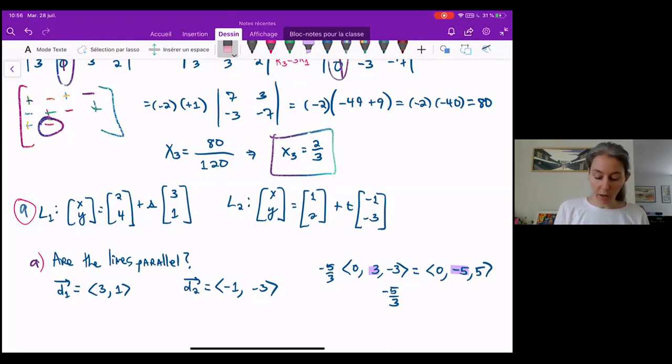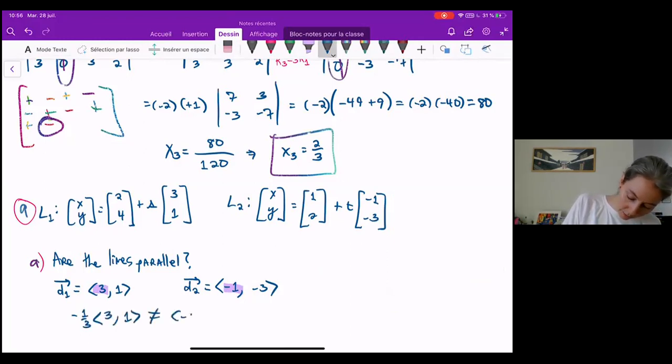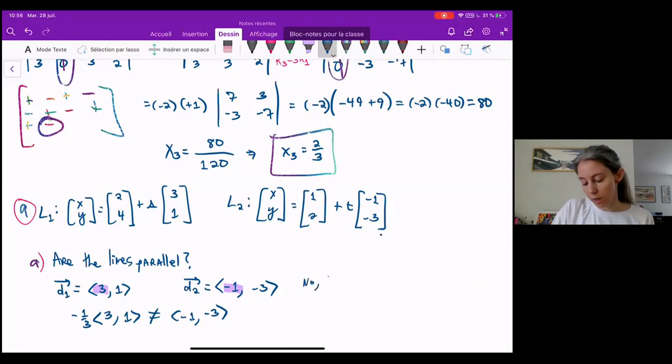So here, it would be multiplying by 1/3. So here I would be like -1/3. So -1/3 times (3, 1) does not equal (-1, -3). So no, they are not parallel because their direction vectors are not scalar multiples.